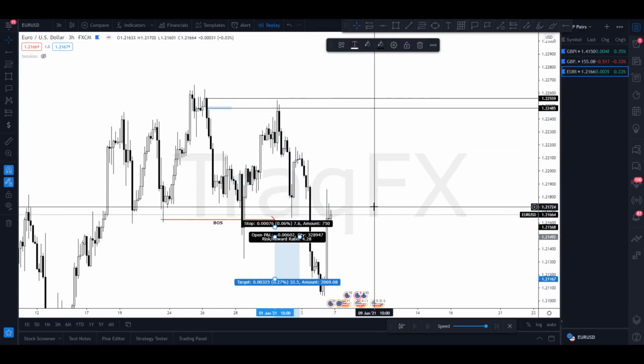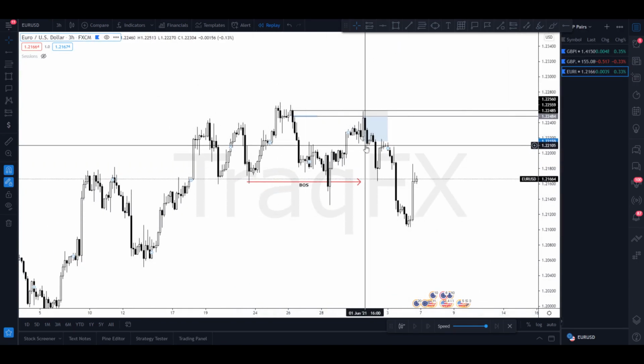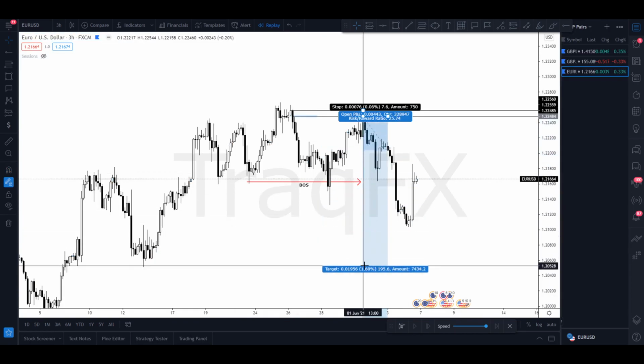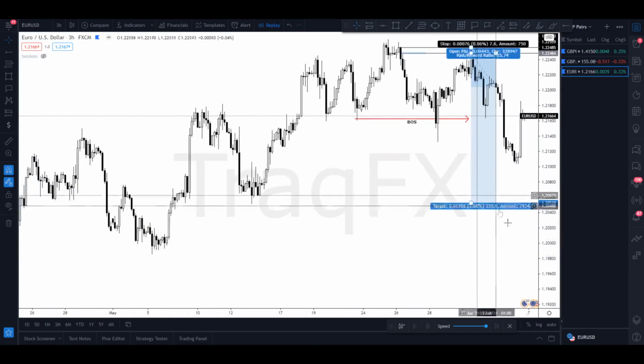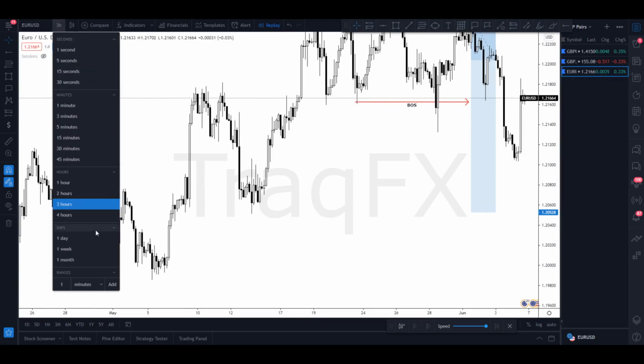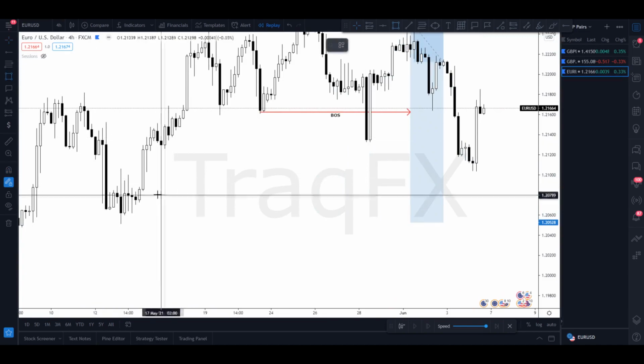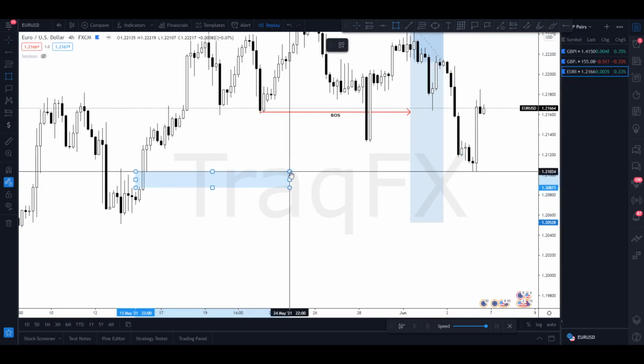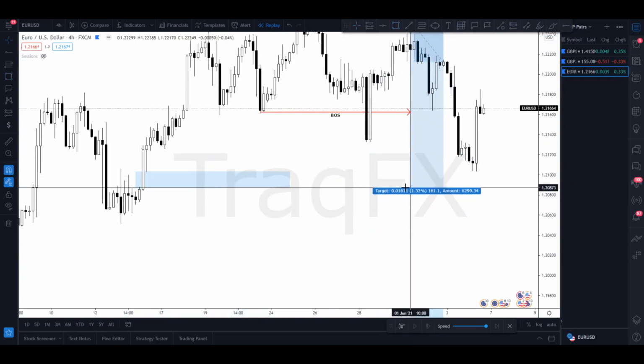And where did we target? Where are we targeting? Literally just target the next area where there's imbalance. In this case, we would target the next low over here. But because we're looking to target the next area of imbalance, let's go to the 4-hour time frame and try to find it. In this case, there's imbalance right over here. So at this point, we would simply target price right over here.